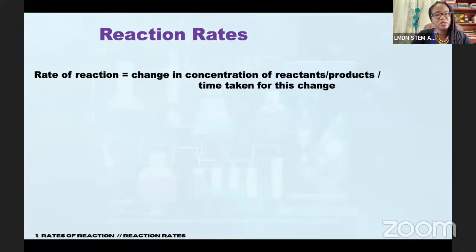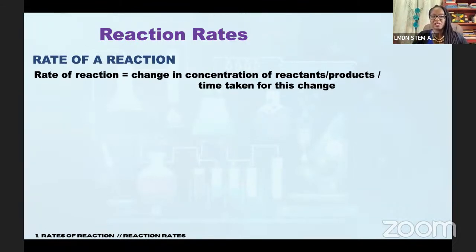So when we talk about reaction rates, we often speak about the rate of a reaction. That's the fundamental thing. When we say the rate of a reaction, we're typically talking about how the concentration of our reactants or our products changes. What's that change in concentration like, and what was the time it took for that change?